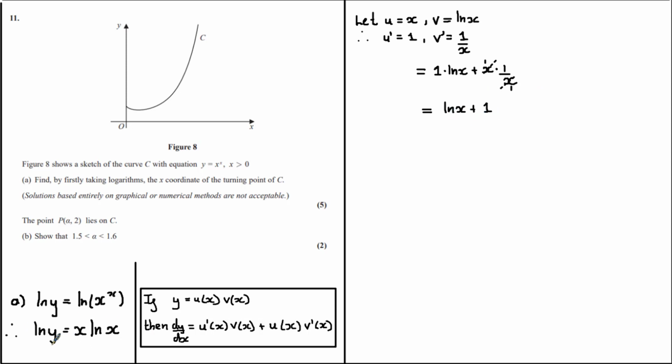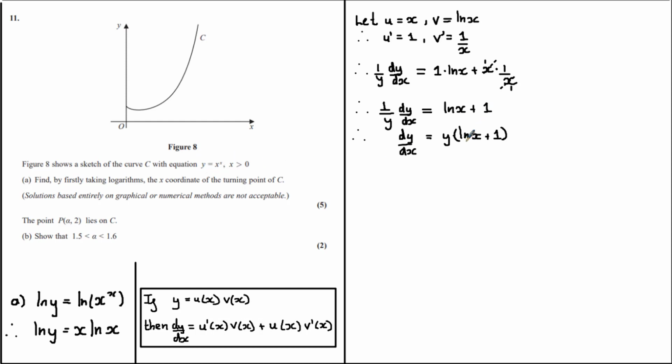In order to differentiate ln of y, remembering that this is implicit differentiation, the derivative of ln of y would be equal to 1 over y dy by dx, which I've just placed in these two equations here. In order to find dy by dx, we need to multiply both sides by y, giving us that dy by dx is equal to y times ln of x plus 1. And if you recall from earlier, we were told that y is equal to x raised to the power of x.